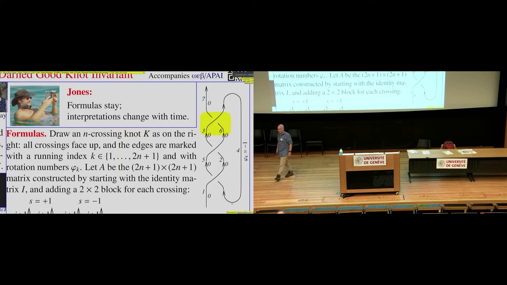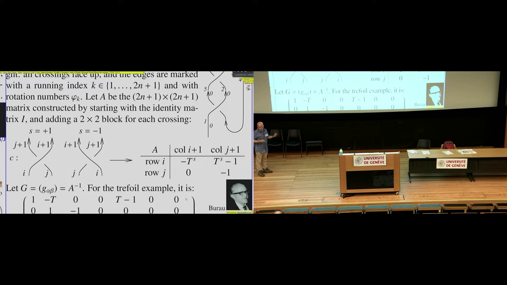And then, having done that, you form a 2n plus 1 by 2n plus 1 matrix A. You start with the identity matrix, and then for each crossing, you add a 2 by 2 block. If you have a crossing C, first of all, it has a sign, which is either plus 1 or minus 1. And also, it has two indices associated with it: I, the index of the incoming upper edge, so the upper edge is always I, and J, the index of the incoming lower edge. And this, of course, means that after that, there is I plus 1 and J plus 1.